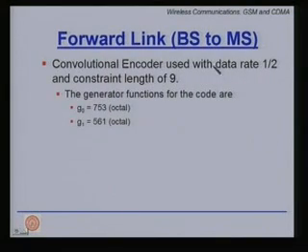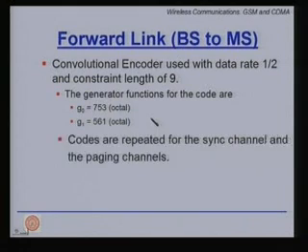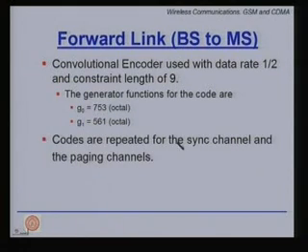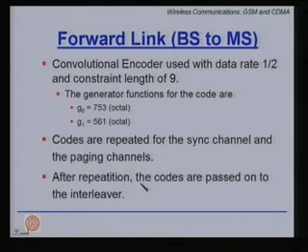Let us talk about the base station to the mobile station. The convolutional encoder used has a rate of half. So, it is a weaker convolutional encoder as compared to the rate 1/3, but with the same constraint length. So, for every 1 bit that goes in, 2 bits get out of the encoder. And how are they defined? They are defined using these 2 generator functions in octal. Codes are repeated for the sync channel and the paging channel. After repetition, the codes are passed on to the interleaver.